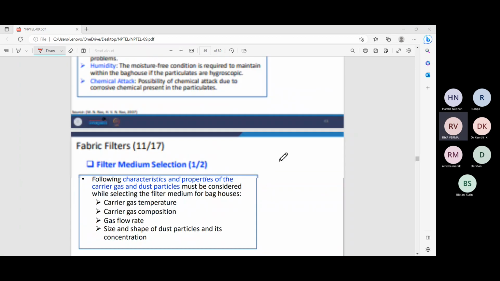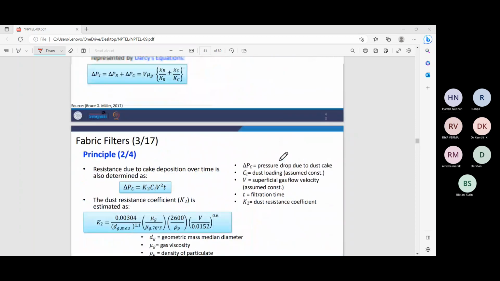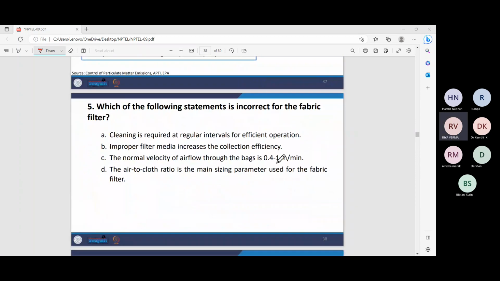So coming back to the question, there were a few statements regarding the fabric filter. The cleaning is required at regular intervals for efficient operation. It is true. Next is improper filter media increases the collection efficiency. How is this possible? There should be proper filter media that increases the collection efficiency. So it's not true. The normal velocity of airflow through the bags is 0.4 to 1 meter per minute. It's true. And the air to cloth ratio is the main sizing parameter. We have discussed this also. It is also true. So the answer will be B.